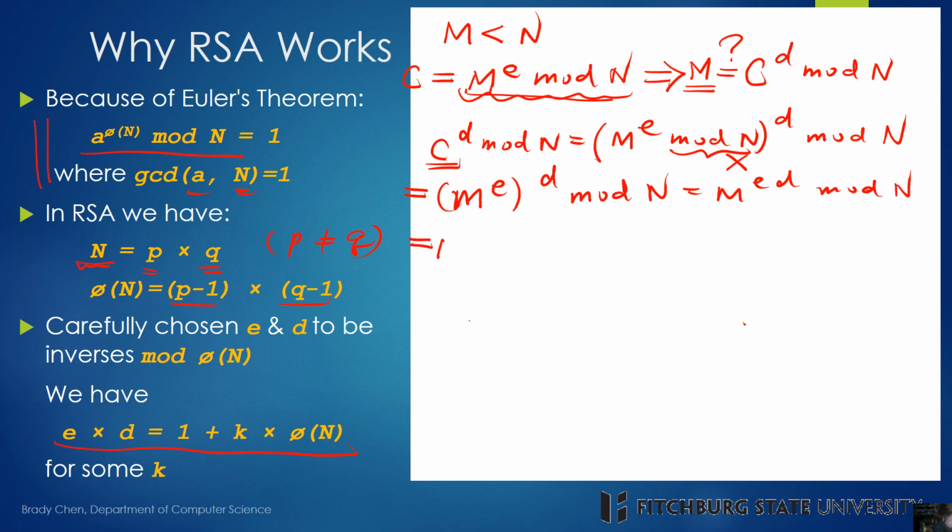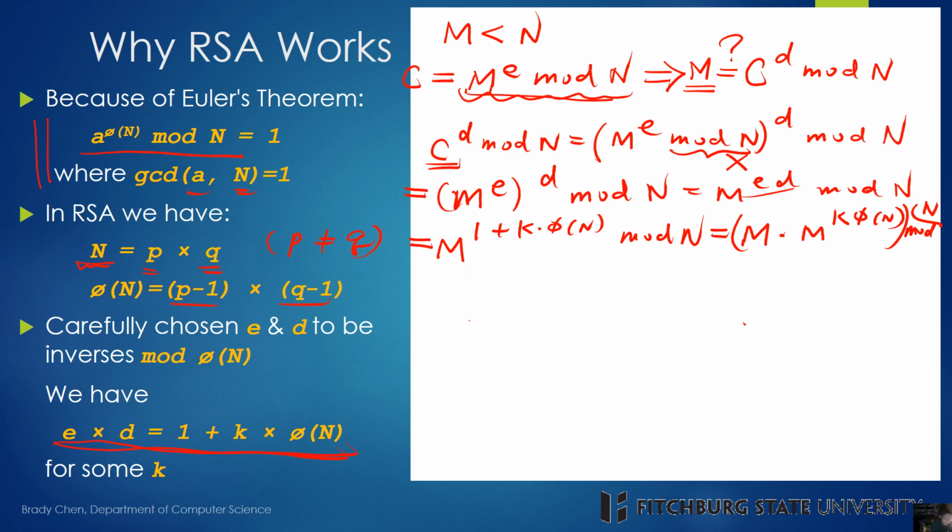Now we replace ed using this expression. So ed can be written as 1 plus k times phi of n, mod n. Let me write one more expression so we can better understand this. This can be written as m times m to the k phi of n, mod n.